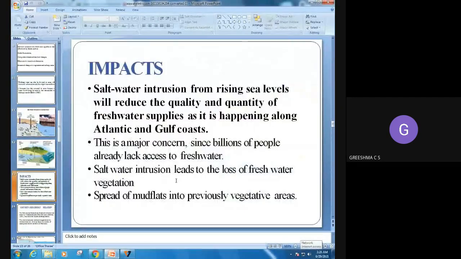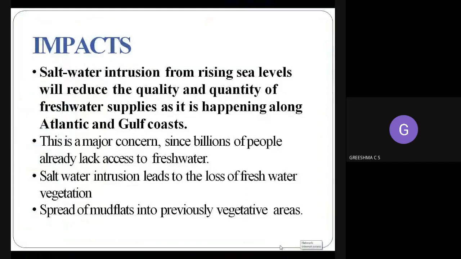Now we have discussed the impact of this seawater intrusion. It affects human life, vegetation, and all the activities which depend upon fresh water. All the activities which depend upon fresh water are affected by seawater intrusion.